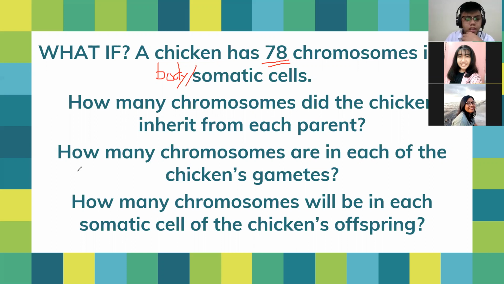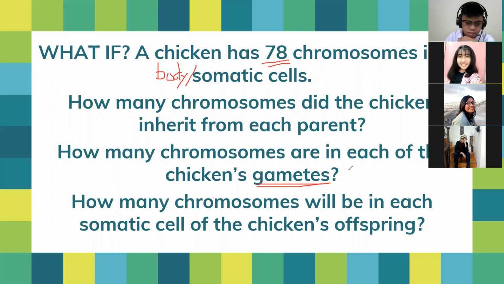Okay, how about this one? How many chromosomes are in each of the chicken's gametes? Gametes meaning sex cells. Or kung babae siya, egg cell, chicken. So egg cell. How many? 39. Okay, very good. So it should be 39. Since it has 78 chromosomes in its somatic cells, mag-undergo ng meiosis, kailangan haploid yung sex cells niya, yung egg cells niya. So half of the original number. So if it's 78, then it should be half that, which is 39.